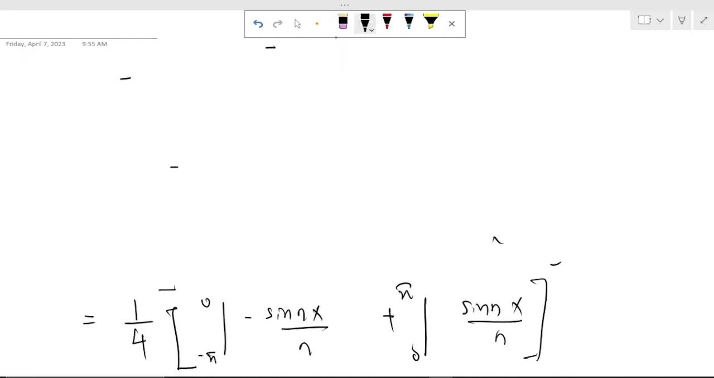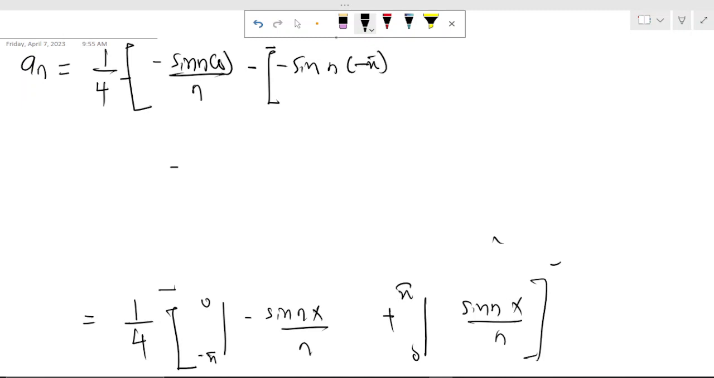Okay, so from here we have an is equal to 1 over 4. Okay, let's plug now value. So we have 0 first here. That's minus sine n 0 over n minus sine n minus pi all over n for the first part, plus sine n pi, put in the pi here, over n minus sine n 0 all over n.